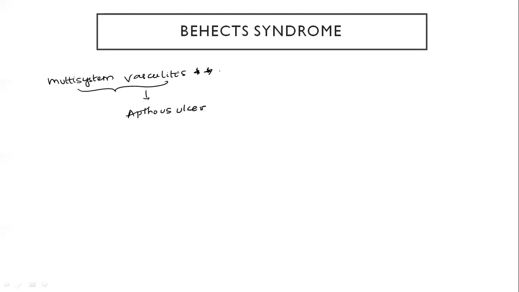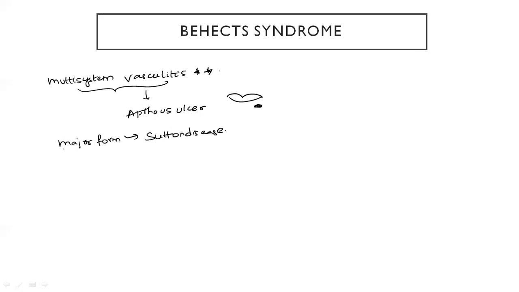Next is Behcet's syndrome. In Behcet's syndrome, the main important feature over here is you can see multi-system vasculitis. Vascular inflammation can be seen, which is a very important feature, due to which there is presence of Aphthous ulcer. That's why this is related to Aphthous ulcer. The major form of this disease is also known as Sutton disease.